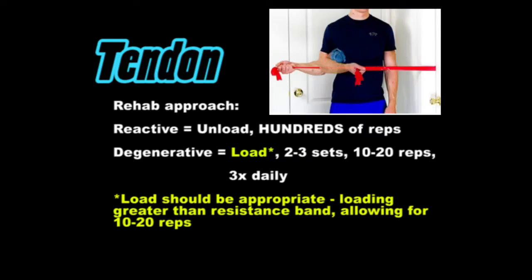Rehab for a reactive tendinopathy is going to take 3 to 7 weeks when approached correctly. And it can be treated a number of ways. The best way to treat it is a decreased load or totally unloaded. Think tiny dumbbells or light resistance bands. And you're going to be working in hundreds of reps. Hundreds. The reason for the decreased load is to allow for that repair of those newly damaged tendons. You don't want it to get worse.